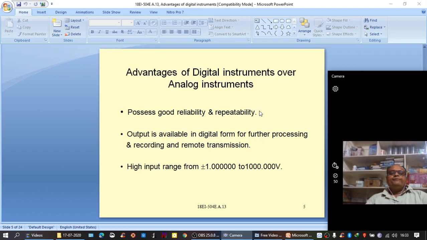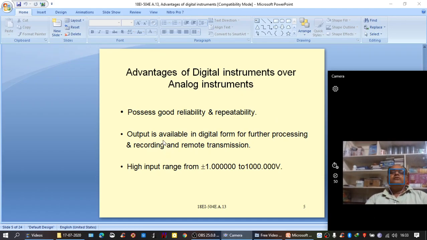And resolution. Precision is a measure of repeatability. This we have already discussed in the beginning classes. So digital instruments are more precise. Why? Because the repeatability is more.